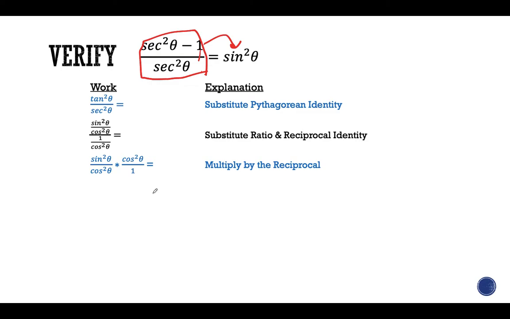And I really like what happens here because when I look at that, if I multiply by the reciprocal, well, that now puts me in a situation where the cosine squareds cancel each other out. And hey, that's pretty nice because if we cancel out those cosine squareds, we have now turned all of this into sine squared theta, right? And that is what the right side of our problem equaled.